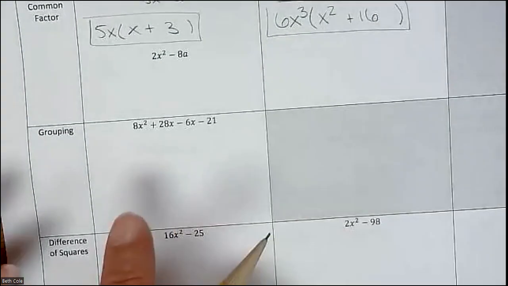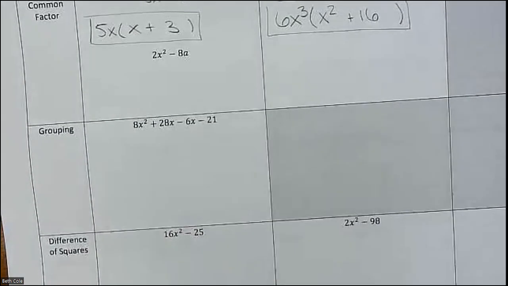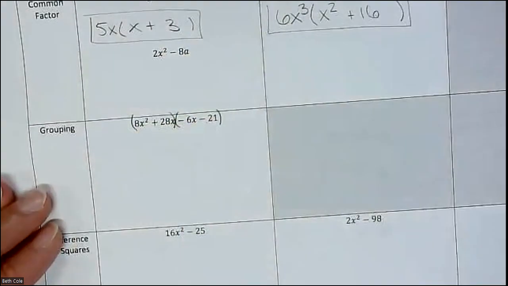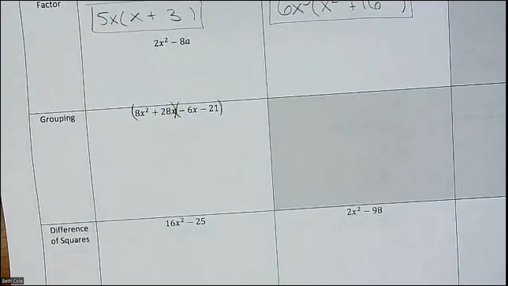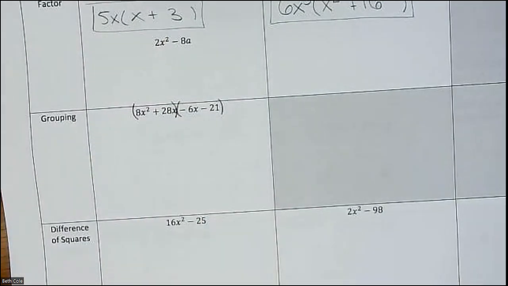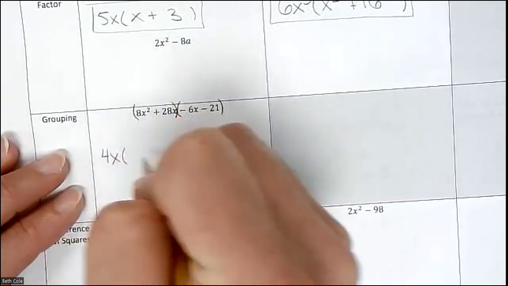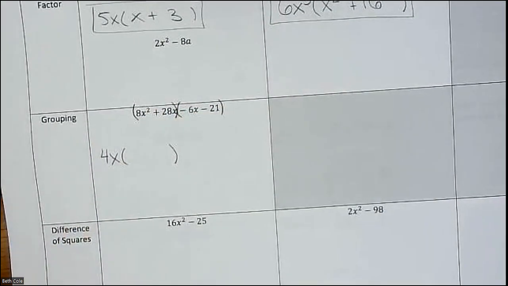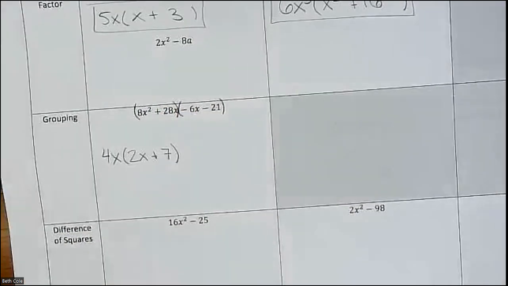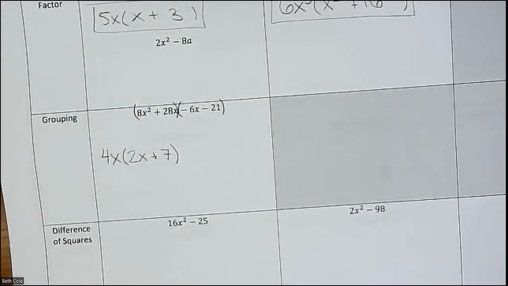All right, grouping. Now, I have this divided up for you, but how would you know it's grouping? There's 4. Good. Okay, perfect. Put parentheses around the first 2, parentheses around the second 2. It's going to turn out the same both ways. What can you divide out of just the first 2? 4x. Good. So put 4x, put a parenthesis. What's left would be 2x plus 7. There will be a 2x plus 7 in the other half.